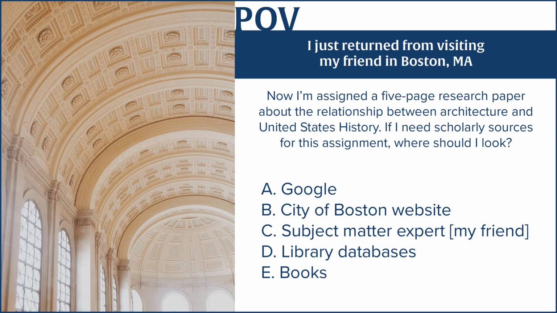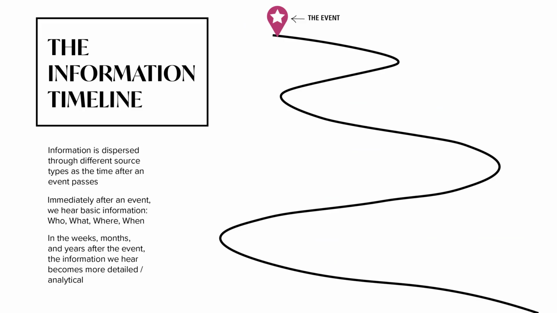We make choices every day on where to go for information. Some of these decisions, like where is the nearest coffee shop, are pretty easy, but when we start long research projects, the decisions get a little bit trickier. When thinking about the information sources we might need for a research project, it's helpful to start with the information timeline. This refers to the idea that information is dispersed through different source types as the time after an event passes. Immediately after an event, we hear basic information: who, what, where, when. In the weeks, months, and years after the event, the information we hear becomes more detailed and analytical.